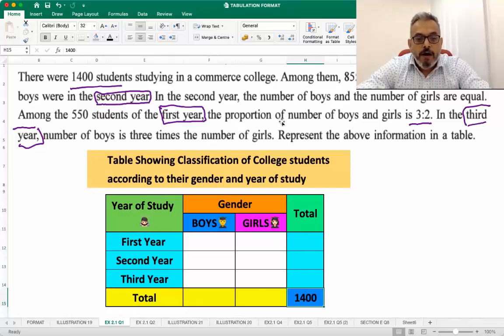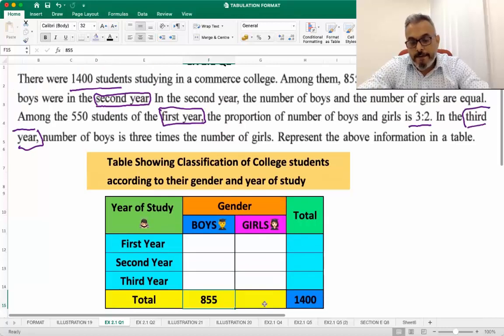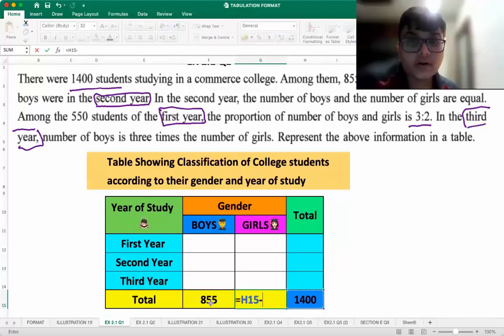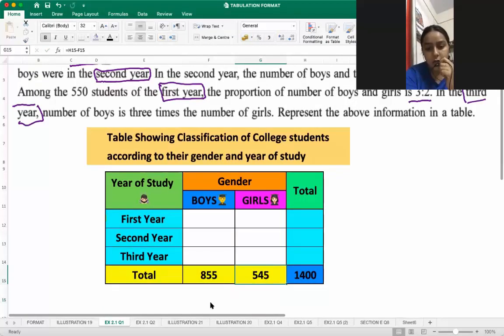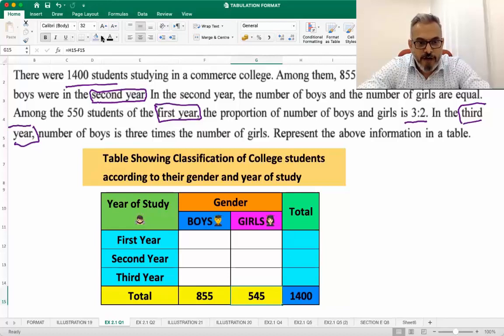Now, among them, 855 were boys. Of the total 1400, how many are boys? 855 boys. Now, remaining are girls, but obvious. So 1400 minus 855 is 545. So 545 girls. This is what we found out.